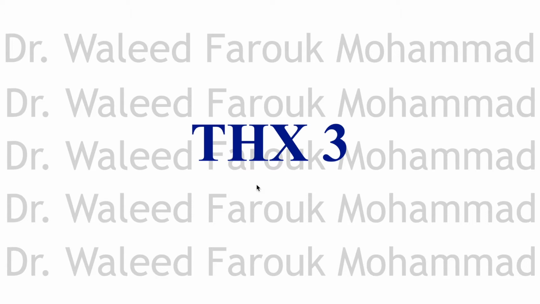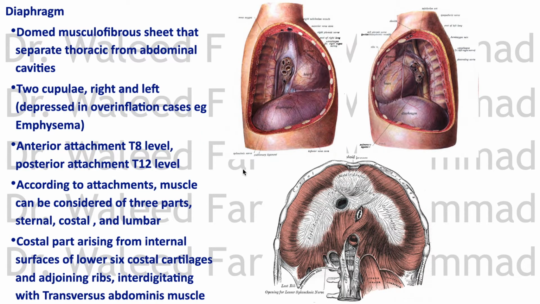So let's start. The diaphragm is a fibrous sheet that plugs the outlet of the thoracic cavity and separates the thoracic cavity from the abdominal cavity. It has two domes, each one called a cupola, right and left. You look for these in chest x-rays. When you suspect emphysema, they will be lowered down or depressed down.